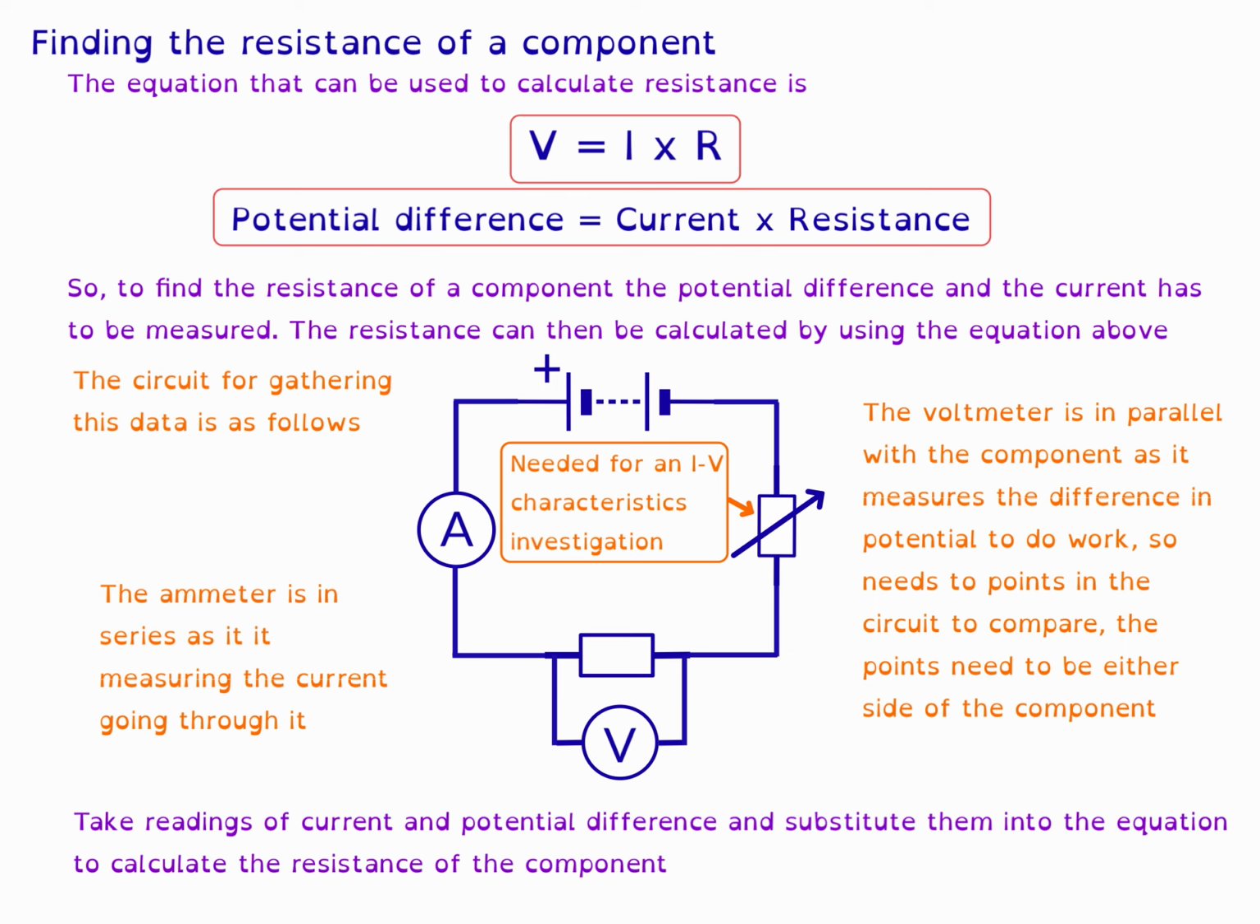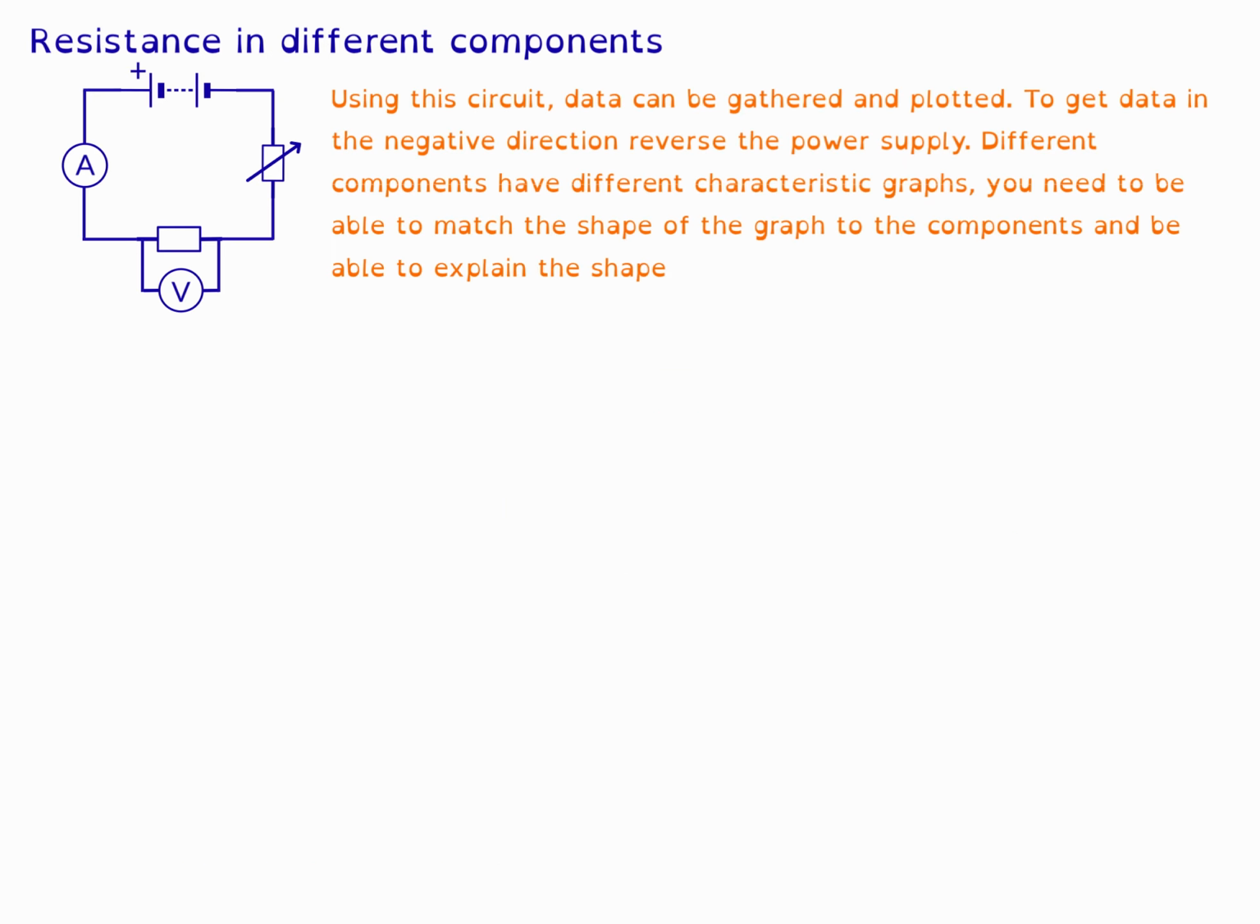Take readings of current and potential difference and substitute them into the equation to calculate the resistance of the component. Using this circuit, data can be gathered and plotted. To get data in the negative direction, reverse the power supply.